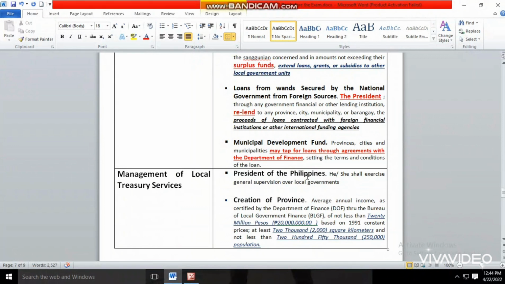Municipal Development Fund, provinces, cities, and municipalities may tap for loans through agreements with the Department of Finance, setting the terms and conditions of the loan. The President shall exercise general supervision over local government. We are now talking about the management of local treasury services.